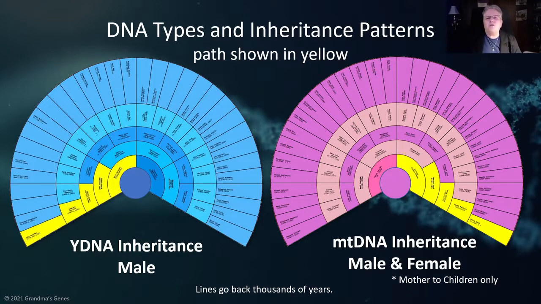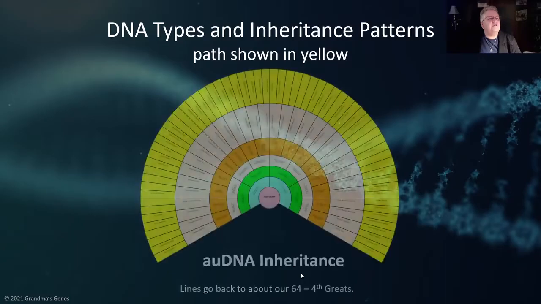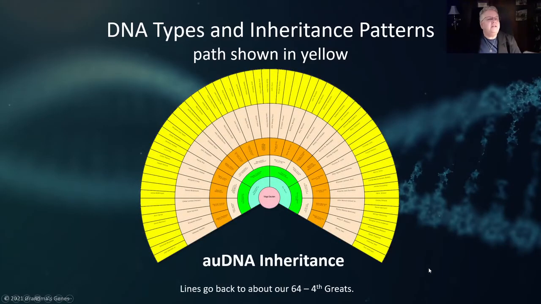Even though my brother has the same mitochondrial DNA as I have, his daughter would not have inherited his mitochondrial DNA. She would have inherited it from her mother. So only the mothers can pass it down, and those lines go back for thousands of years. For autosomal DNA, it goes back to about our 64th great-grandparents, and those are the yellow highlighted people in this fan chart.